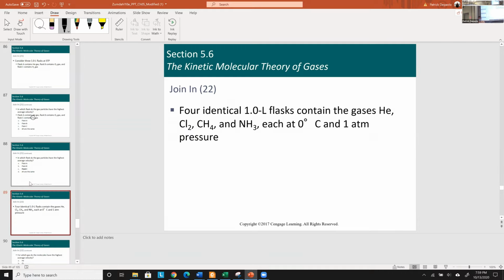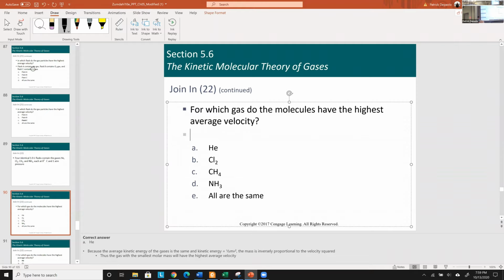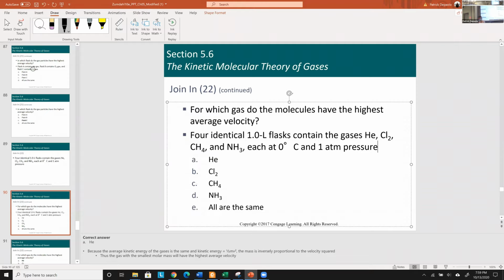Okay, so let's do another one. Four identical flasks. This time you have four flasks with helium, chlorine gas, methane, and ammonia. Which of them have the highest average velocity? Good, helium. Helium's gonna have the highest average velocity because helium is the lightest and the smallest. Chlorine has a mass of like 70. This is 16, and this is 17, and then helium's 4. So helium will be the fastest.